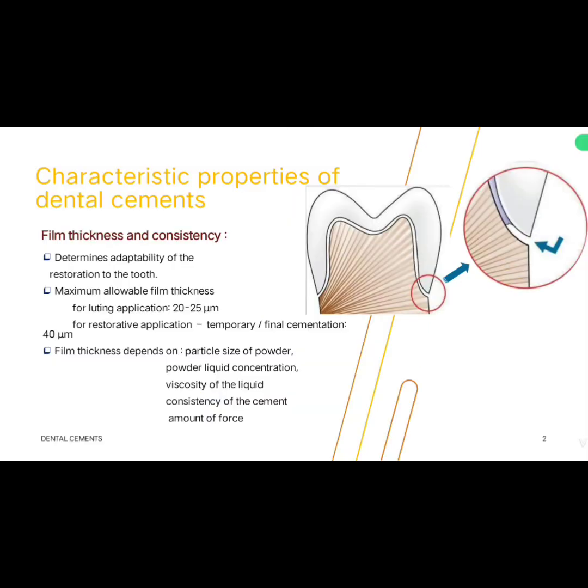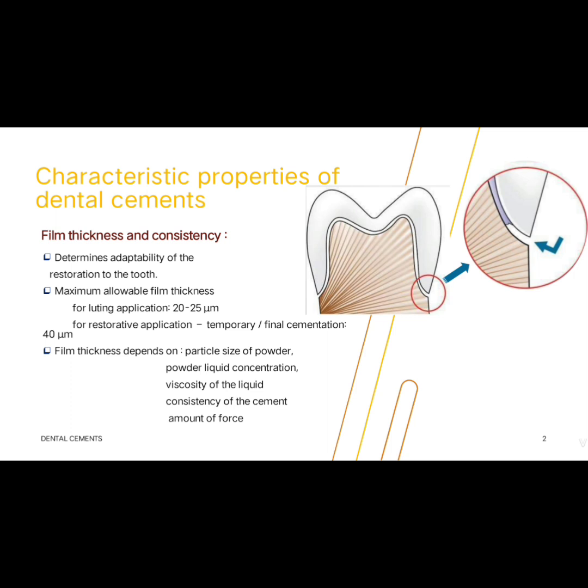So basically there are some characteristic properties of dental cements that make each one of the cements better than the other. Starting off with film thickness and consistency, this basically determines the adaptability of the restoration to the tooth. How better can it adapt to the tooth?